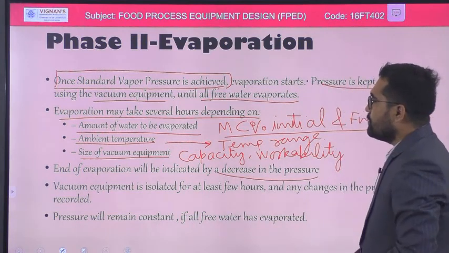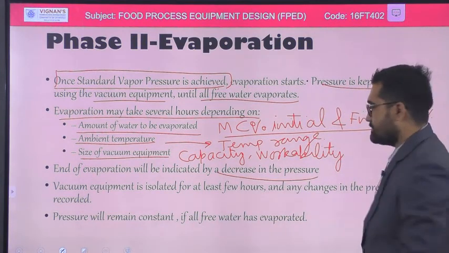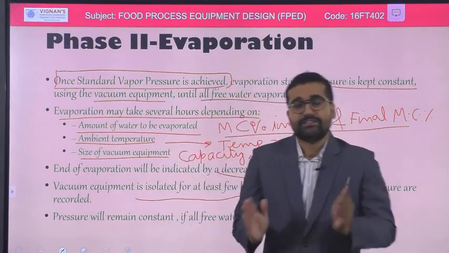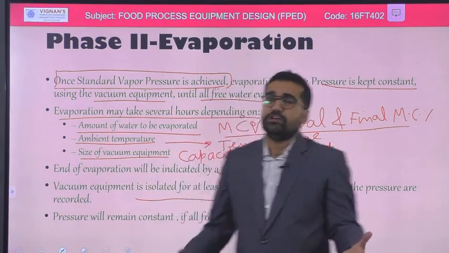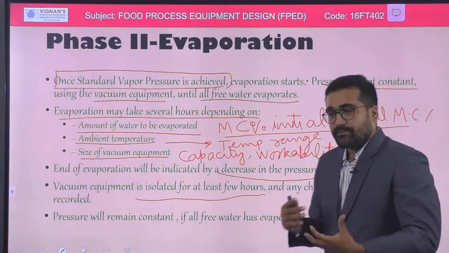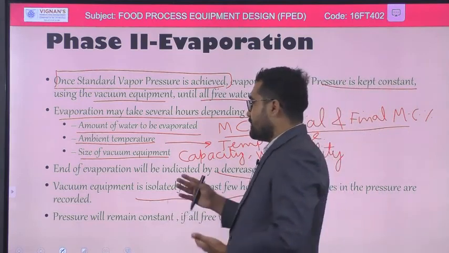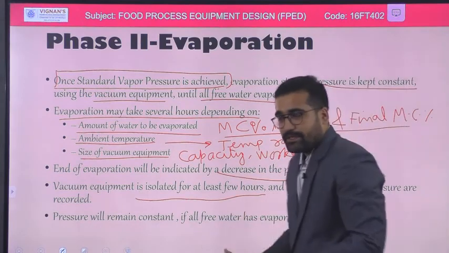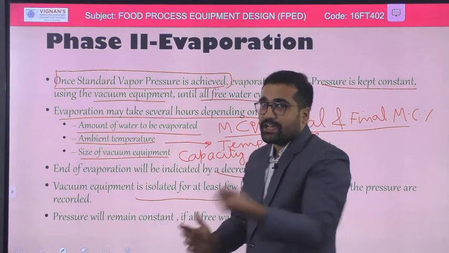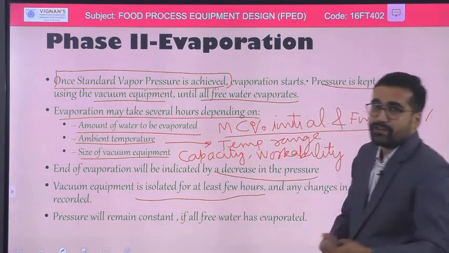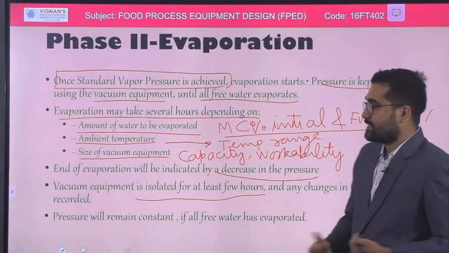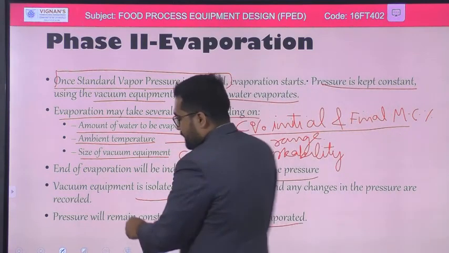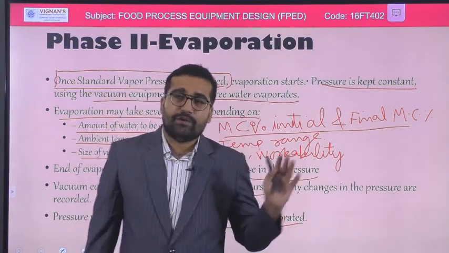Okay, and the vacuum equipment is isolated for at least a few hours after drying. We should isolate the equipment once the drying is done, so that we can remove all the pressure which is gained, and we can take out our sample. As soon as drying is done, we can't take out the sample. We have to wait for certain hours, 1 hour, 2 hours after drying, so that we can take out the sample.